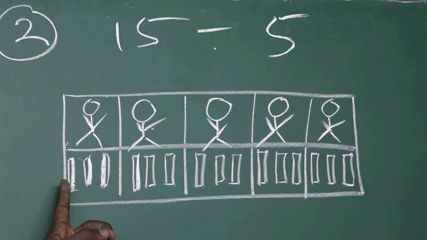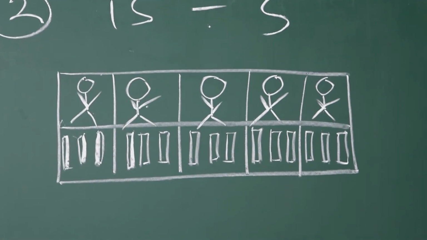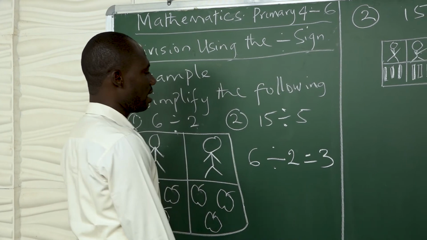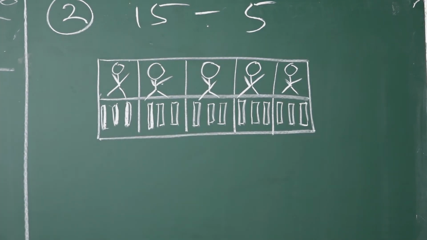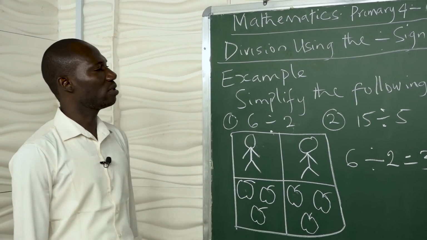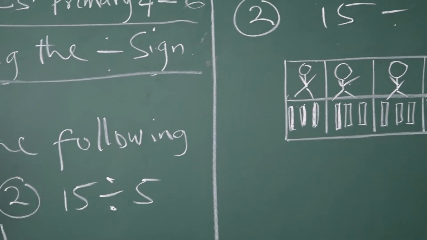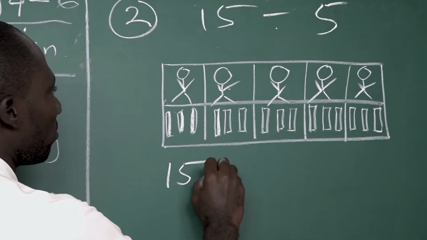Now let's count. 1, 2, 3, 4, 5, 6, 7, 8, 9, 10, 11, 12, 13, 14, 15. This is 15. So we can now say our answer is correct, because each person got 3. Here, each person got 3 apples. Similarly here, each person got 3 pair of chalk. So here we have 15.